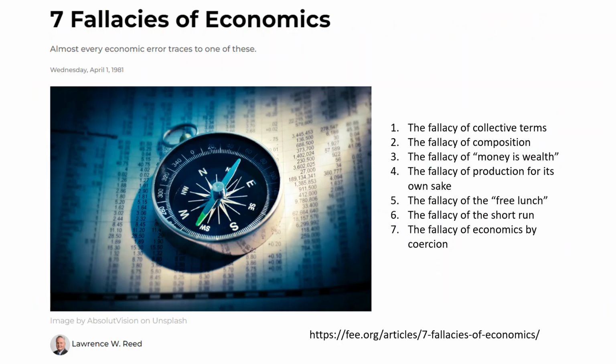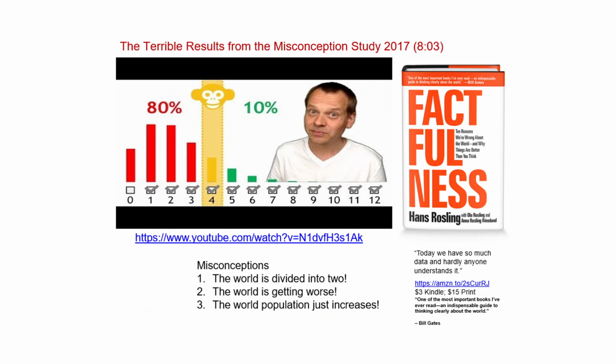There's a whole lot more fallacies. You can come back and check these references for these articles if you want, and we can see some of the different names there. The fallacy of the free lunch, that means everything has got a cost. Fallacy of the short run, we're going to talk about in the next chapter. Factfulness, the misconceptions. The world is divided only into two, everything's just rich and poor. Or the world is getting worse, and we saw some data on that. And the world population just increases, and we saw some data on that as well.